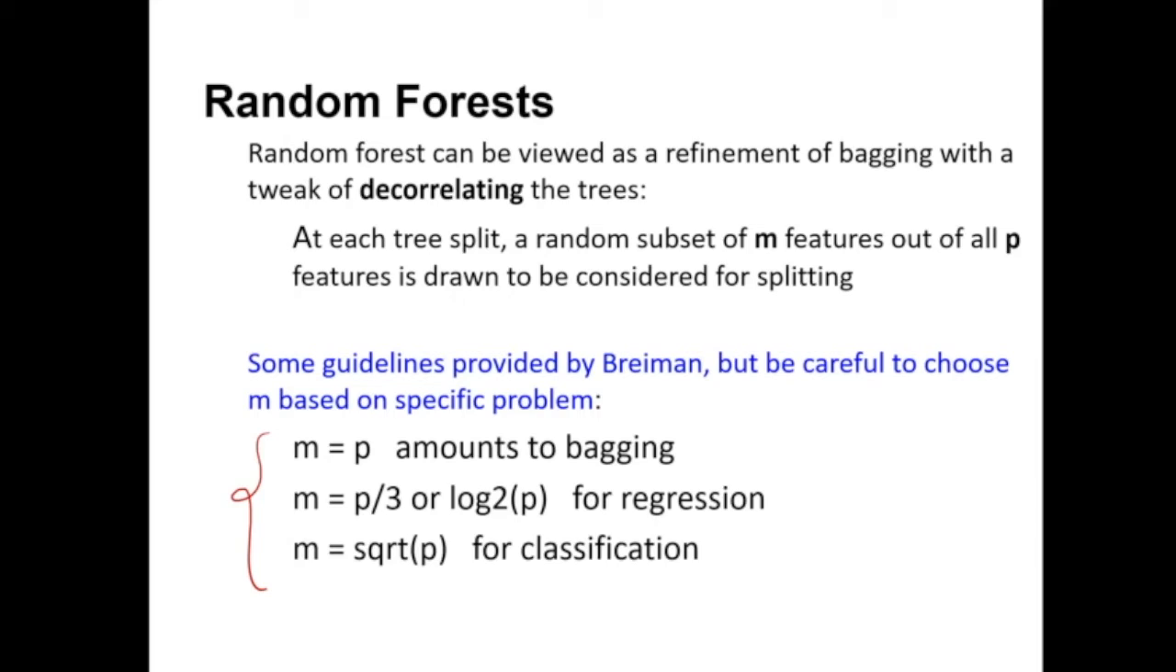So now let's first see what the M values are. In fact, when M equals P, this model is exactly bagging. And normally for regression tasks, the author did a lot of theoretical analysis to recommend log P or P over 3 for regression, and for classification, square root of P.